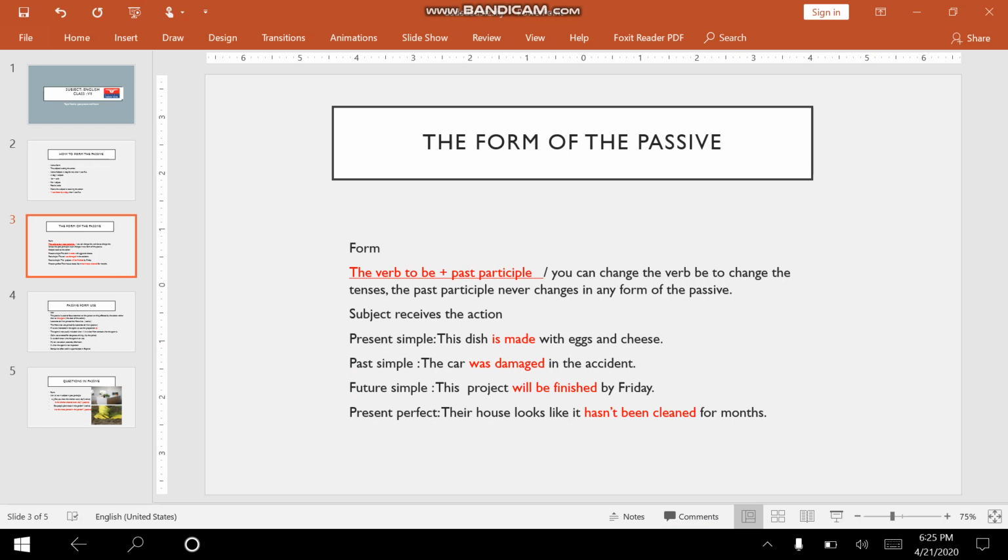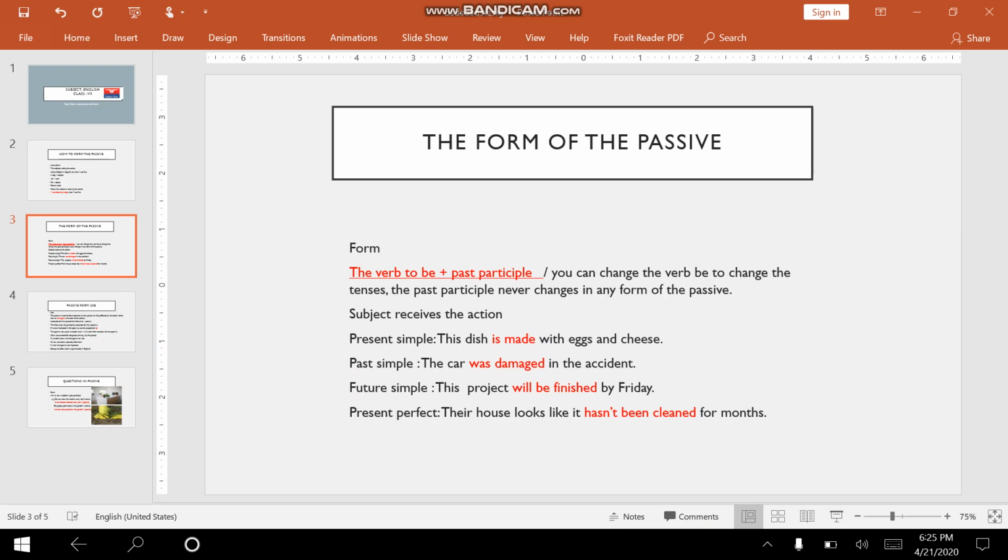In the present simple, this dish is made with eggs and cheese. The verb to be, which in this case is in the present simple, okay, and then we have the past participle made. Past simple, the cow was damaged in the accident. Was is in the past simple, and then we have the past participle.